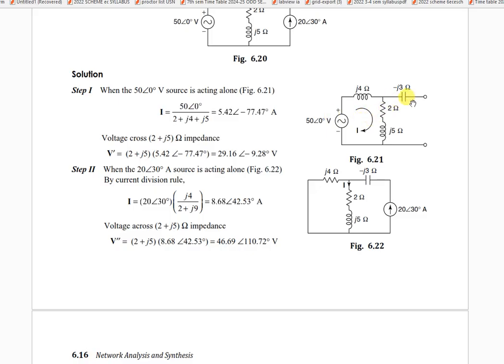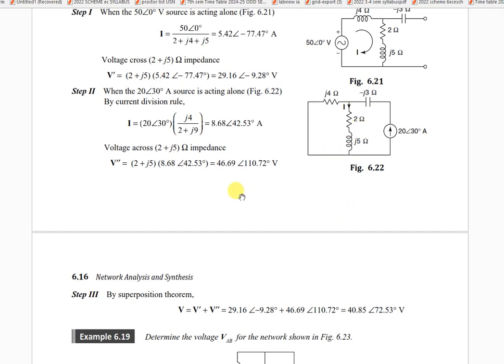So first we opened the current source here. Okay, this becomes a dummy. So the current through this one is 50 angle 0 divided by 2 plus 4j plus 5j. So we got this answer. It is a current, and the voltage across this is this current multiplied by 2 plus 2j, 2 plus 5j, and multiplied by this current will give you this V dash. And I considered the current source, voltage source short circuited, and you have to apply the current division formula. Okay, in the current division formula, we calculated the same current only, we got this current.